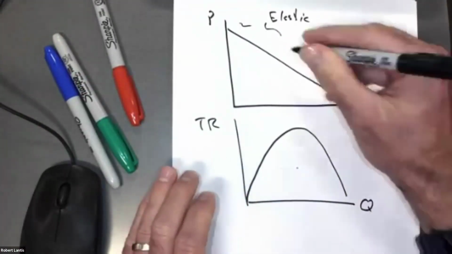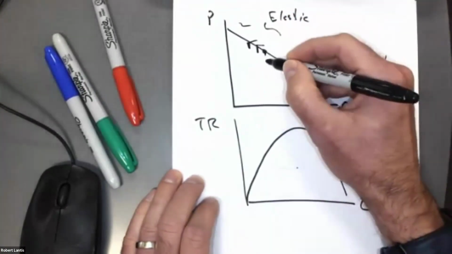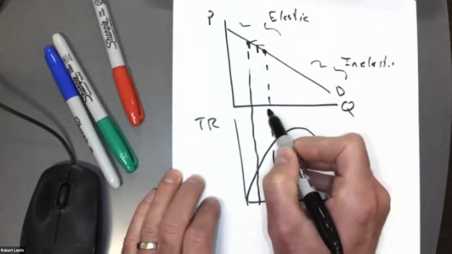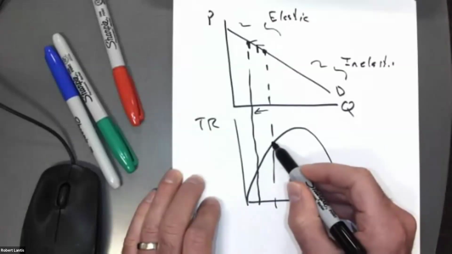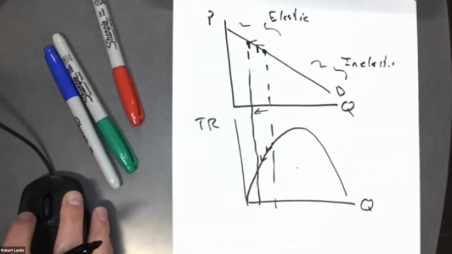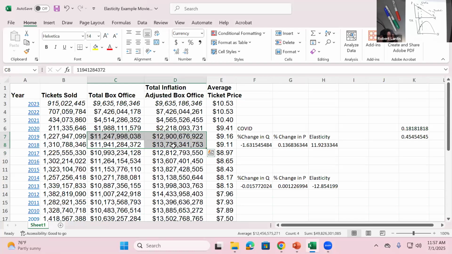So if I was on the elastic portion of my demand curve and I increased prices, what's going to happen? Quantity is going to go down. If I'm on the elastic portion, my total revenues from that price increase should also go down. So what has happened when we're on the elastic portion and prices went up? Total revenues, or total box office, even after we adjust for inflation, are going down. So the data supports what we're talking about. This is a good thing.